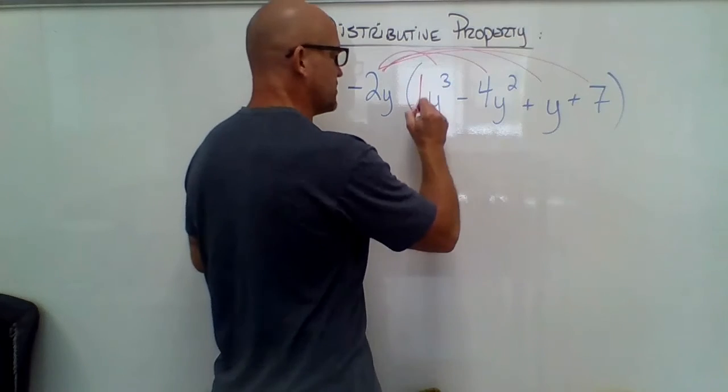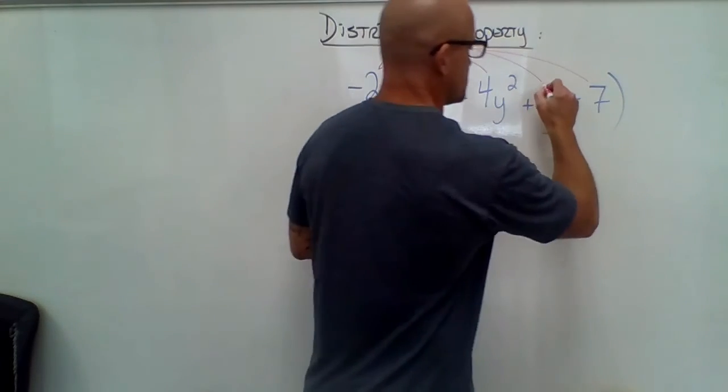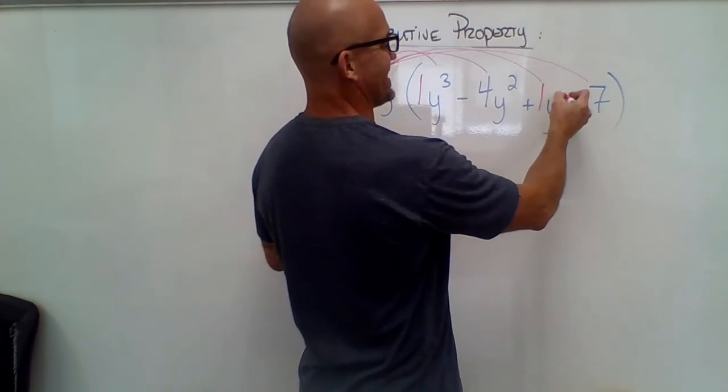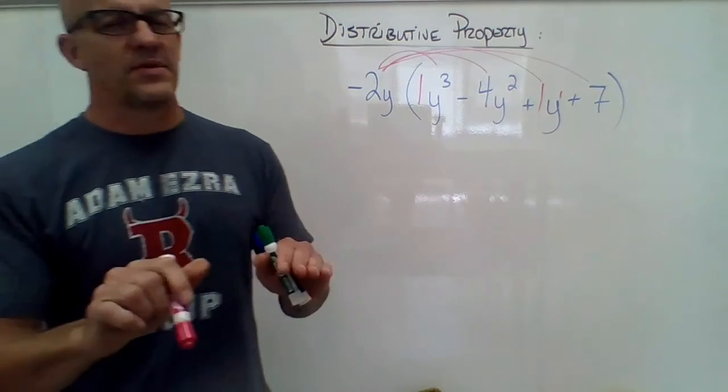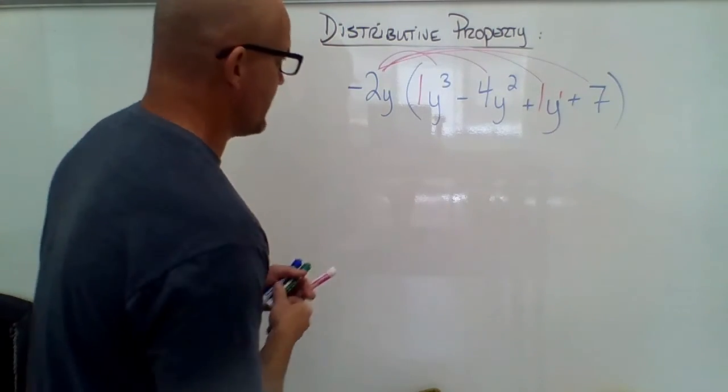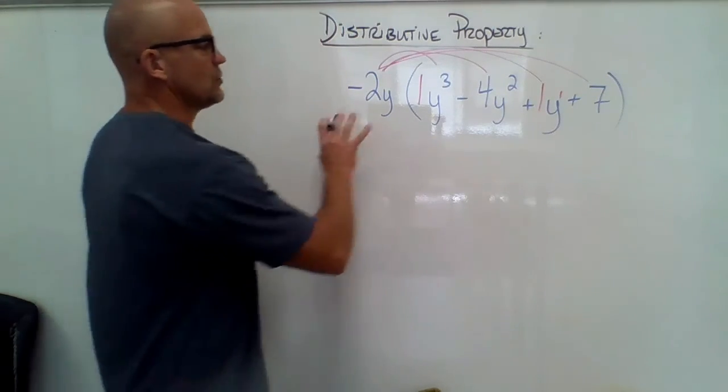So I'm going to keep in mind this is a coefficient of 1. This guy's also a coefficient of 1. And this guy has an exponent of 1. So there's important things to note. They don't have to be written down, but you should note them. So I'm going to distribute this negative 2y in here.